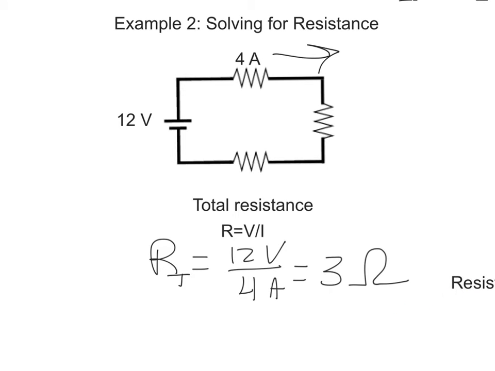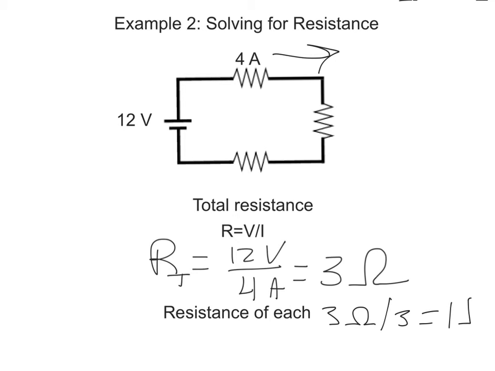Now what we need to do is find our resistance of each. So we have 3 resistors. We're going to assume all of these resistors are the same value. So all we have to do for our resistance of each is do 3 ohms divided by 3 resistors, which gives us 1 ohm. So go ahead and pause this, copy this down for your notes, and then resume the video when you're ready to go on to the next slide and topic.